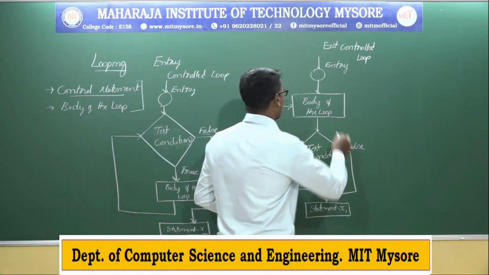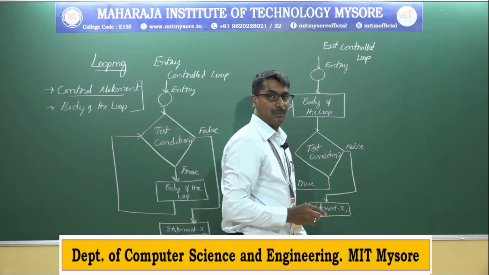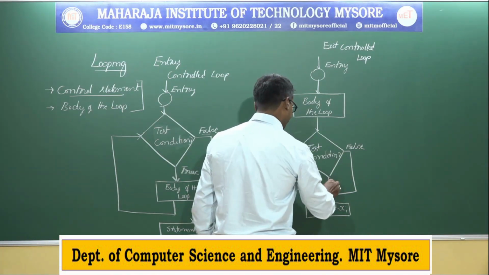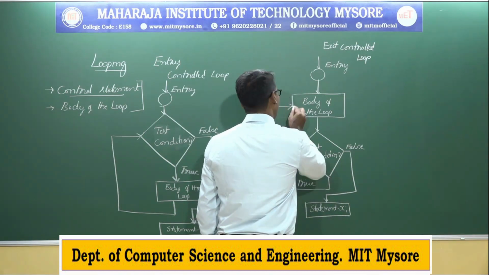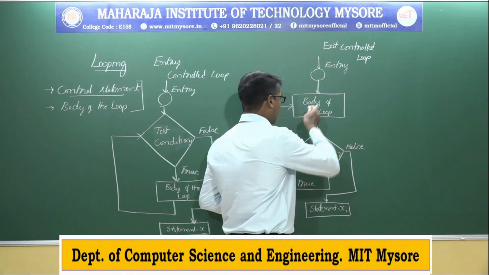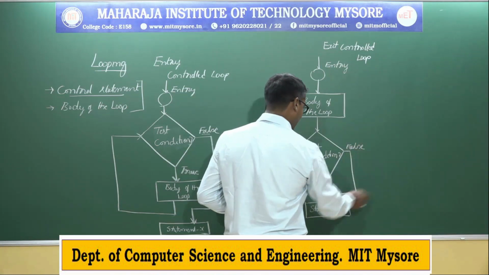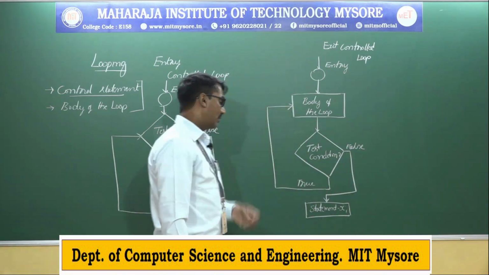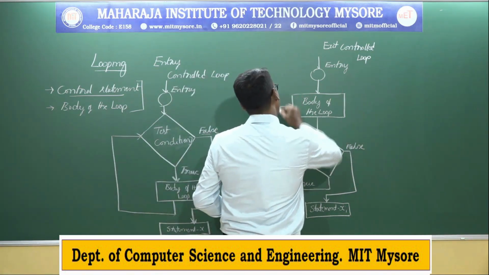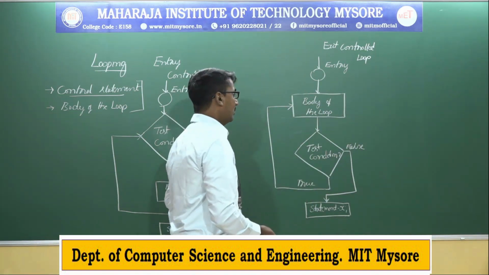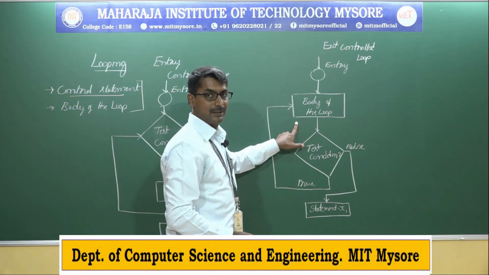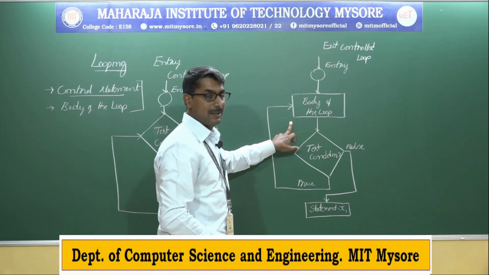In the exit control loop, first the body of the loop will execute. Later the test condition is checked. If the test condition is true, the control is transferred back to the body of the loop. If the test condition is false, the control is transferred to statement X. So here the body of the loop executes without checking the condition, which means at least one time the body of the loop will execute.